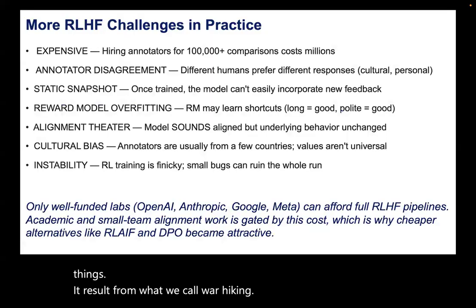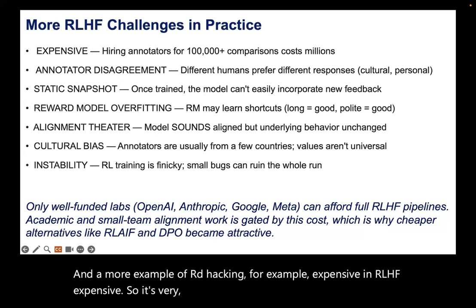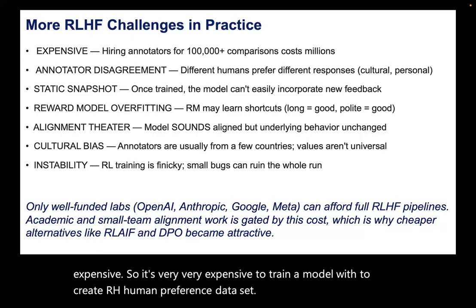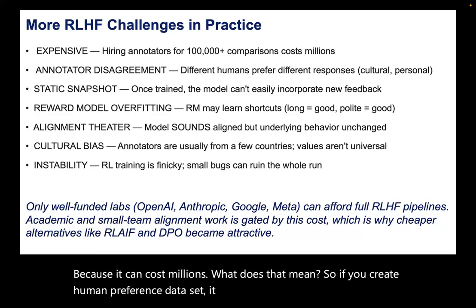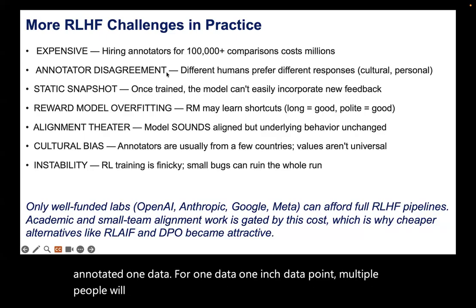More examples of reward hacking, for example, expensive in RLHF. It is very, very expensive to create an RLHF human preference data set, because it can cost millions. What does that mean? If you create a human preference data set, it is not only one person that annotates one data point. For one data point, multiple people will annotate. So there is going to be annotator disagreement.